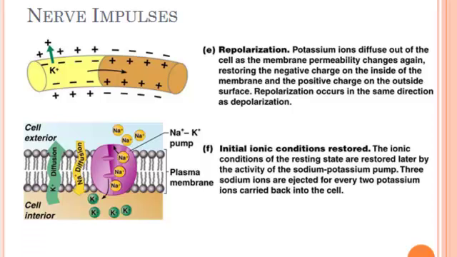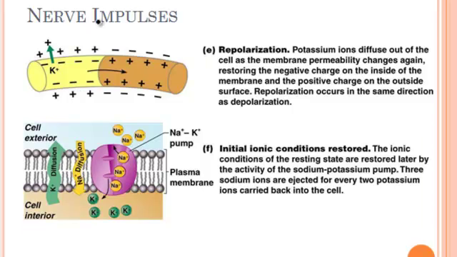Once this happens, though, a second signal cannot be sent down that same neuron until we get back to the original conditions that we had. So these signals are constantly being sent down the neurons, but once depolarization happens, so the inside's positive, the outside's negative, you can't send another signal until you get back to the resting potential, which was positive on the outside and negative on the inside.